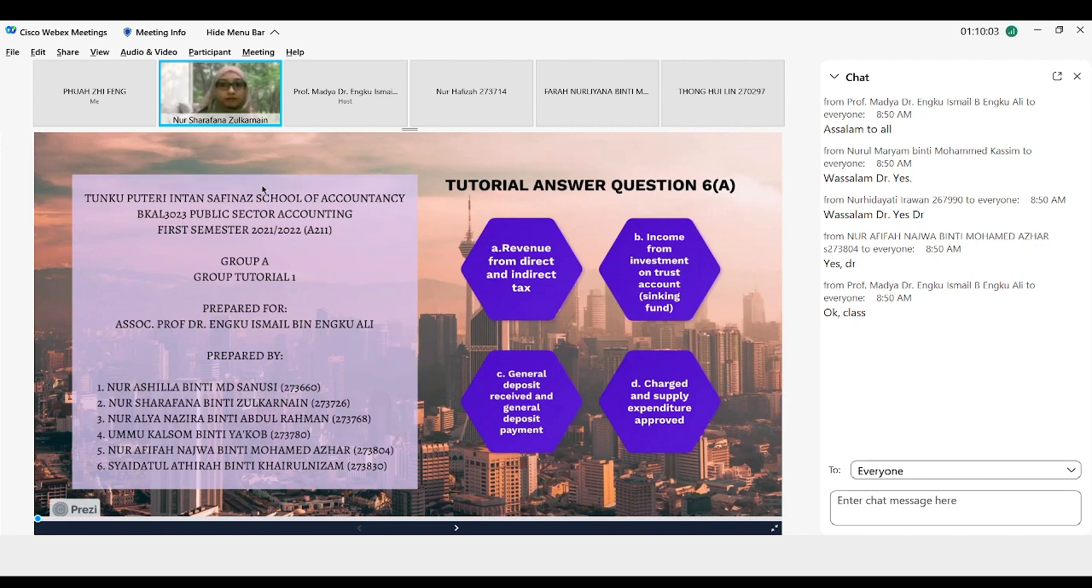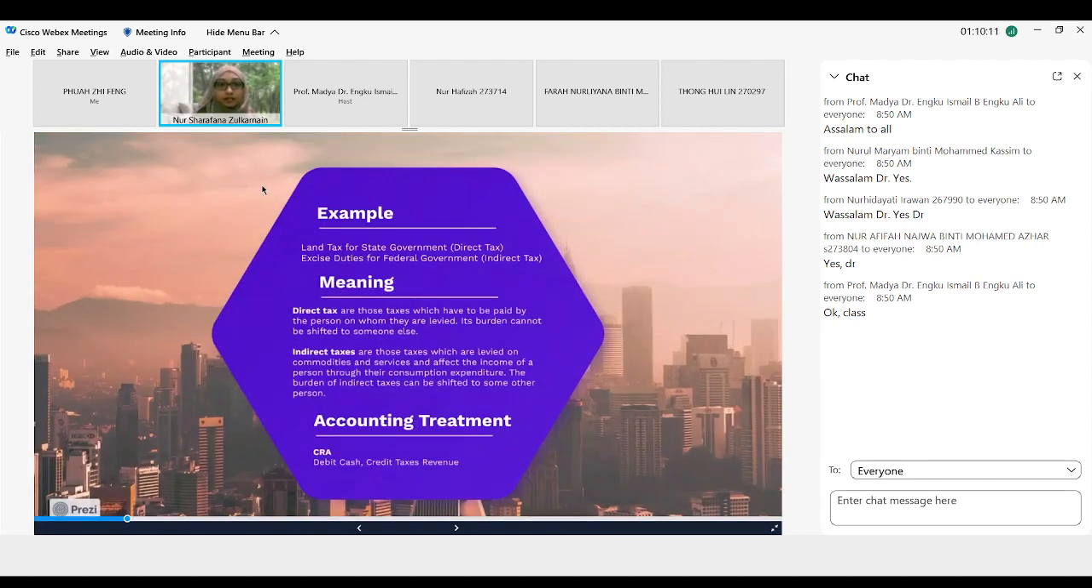So as for the first transaction A, revenue from direct and indirect tax. Firstly, let's take a look at the meaning of direct tax and also indirect tax. Direct tax can be considered as those taxes which must be paid by the person on whom they are levied. Its burden cannot be shifted to another person. While indirect taxes are considered as those taxes which are levied on commodities and services, and it affects the income of a person through their consumption expenditure. The burden of indirect taxes can be shifted to someone else.